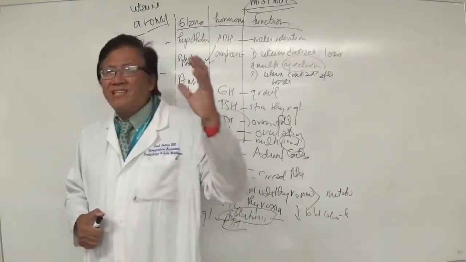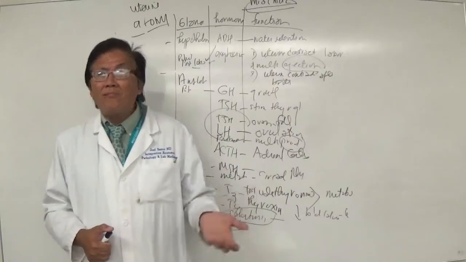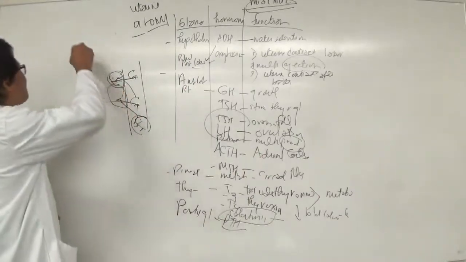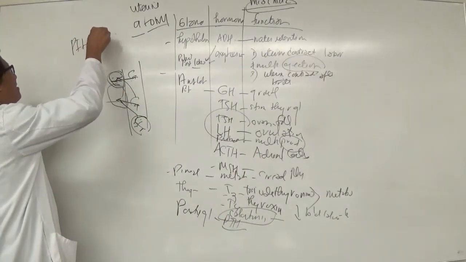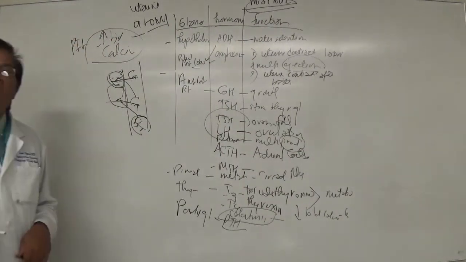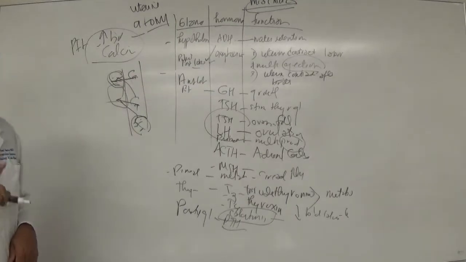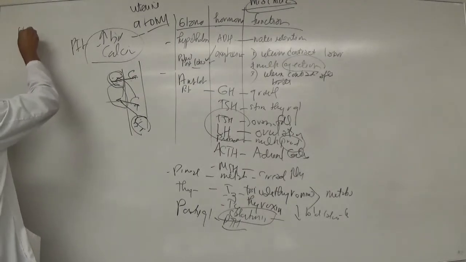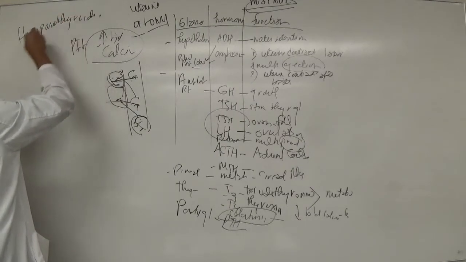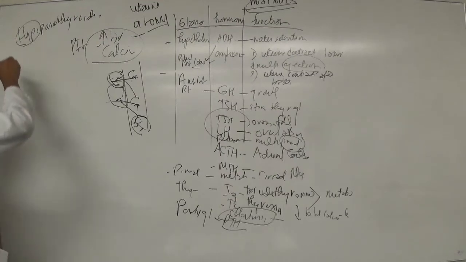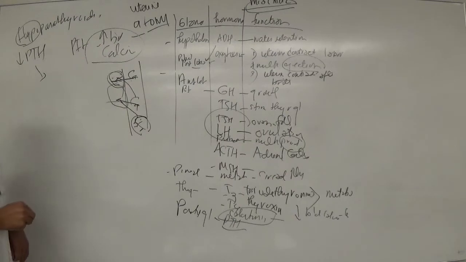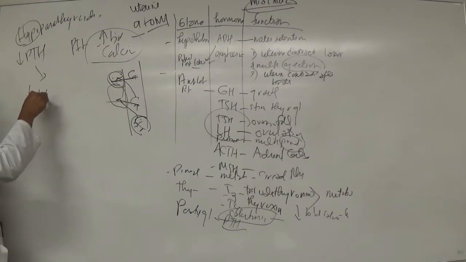So you might be wondering, why the heck do I need to know these things, Dr. Gamo? Very simple. What does PTH do? It increases the calcium in the blood, right? What do you think, therefore, if a patient suffers from hypoparathyroidism? What does hypo mean? Low. Decreased parathyroid hormone. And therefore, what will be the effect on your blood calcium levels? Decreased calcium levels. And what is the term used?